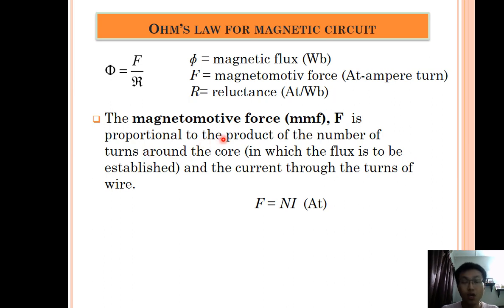The magnetomotive force, the force created by the magnetic field, is proportional to the product of the number of turns around the core in which the flux is to be established and the current through the turns of wire. So we have F equals Ni. N is the number of turns, I is the ampere. That's why ampere times turn becomes AT, which is the unit of magnetomotive force.